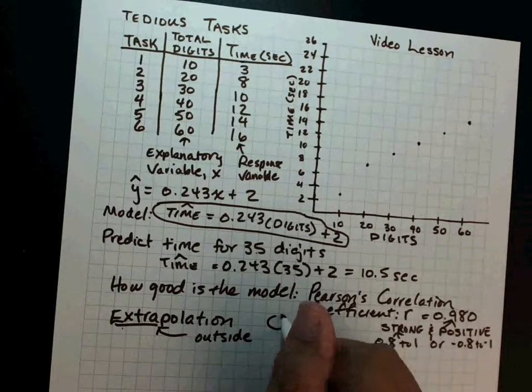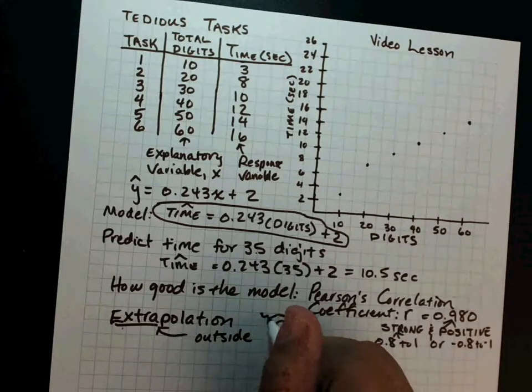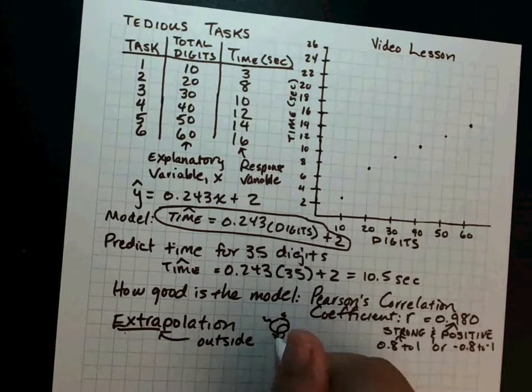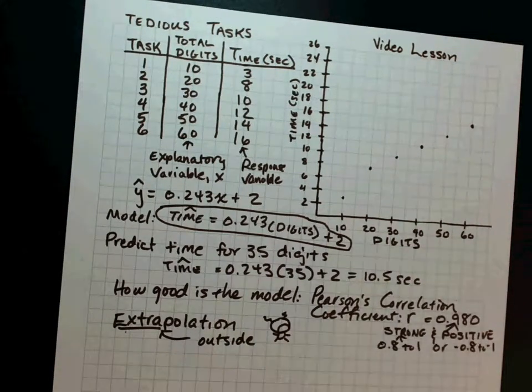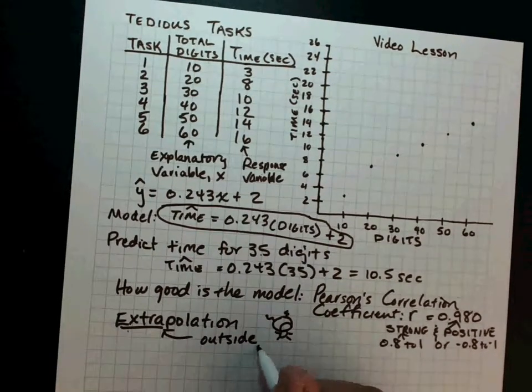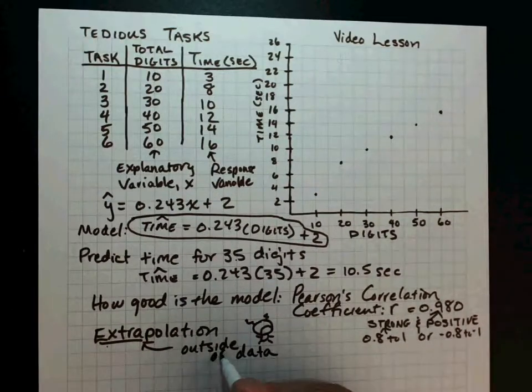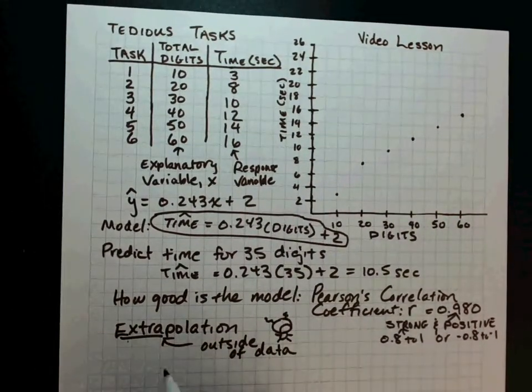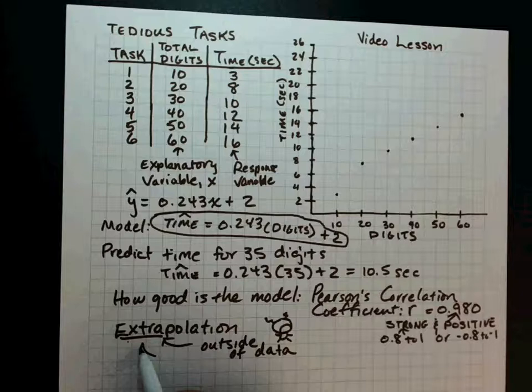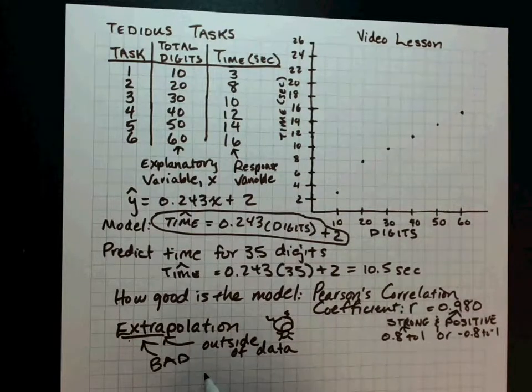If I had a little Martian here, here's his little helmet and his little antenna, and he's walking around. My little Martian is an extraterrestrial. That means he's outside of the Earth. In extrapolation, we go outside of our data. All right? Extrapolation is bad. All right? So don't use the model.